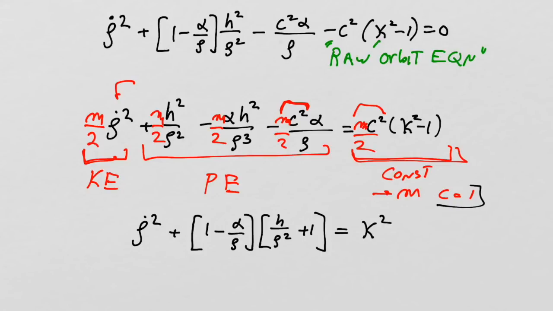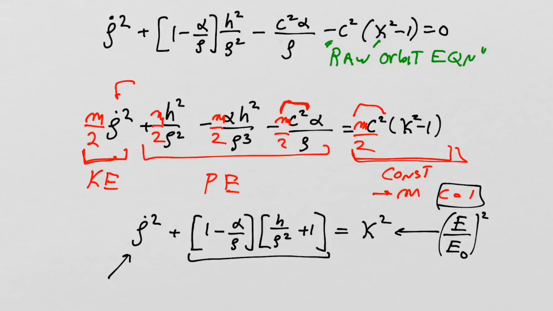And this is the new form. Now we are enforcing c equals 1, so I got rid of the c's. And now we can think about this side here as being the total energy per unit rest energy. The units are squared, right? So that gives us a squared total energy per rest energy. This is still the kinetic term, and this is still the potential term.